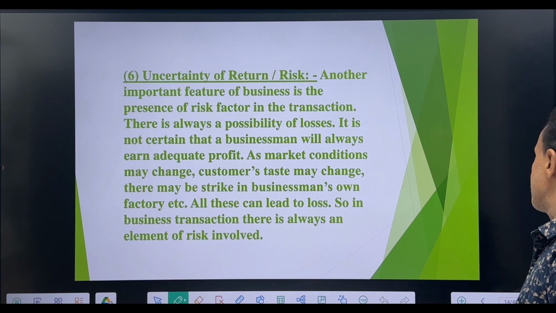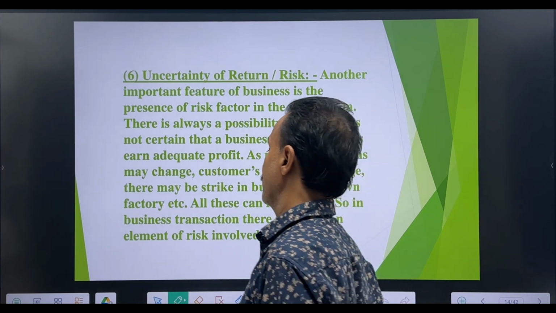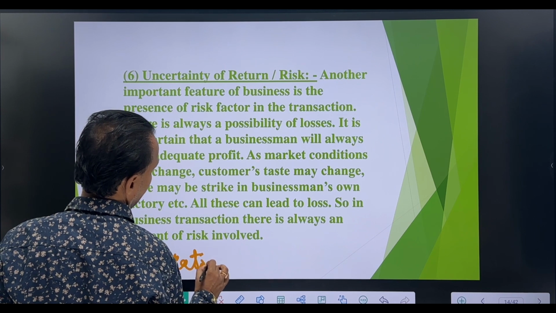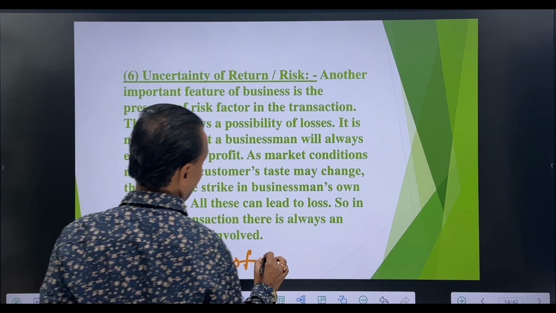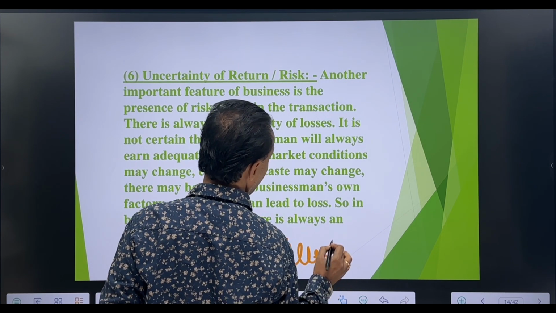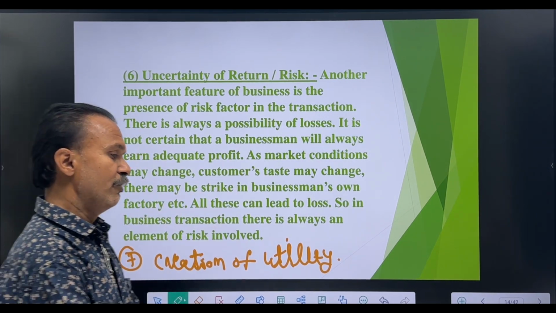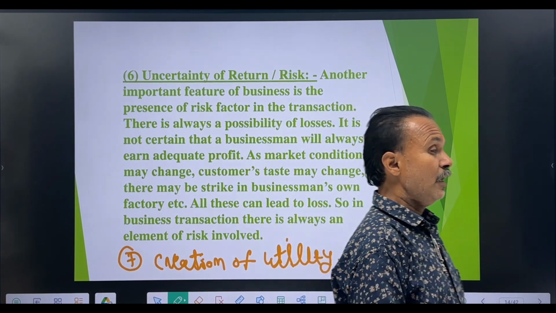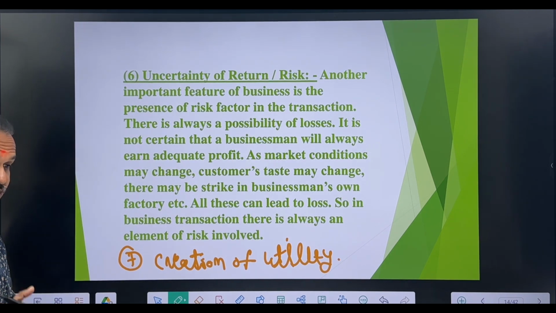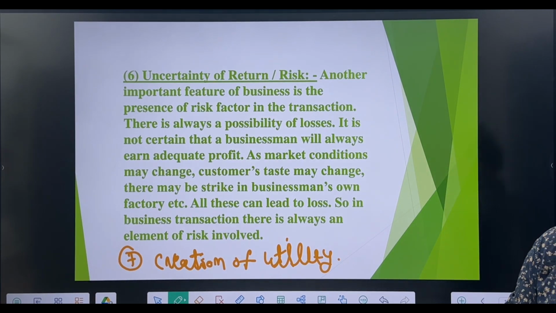And next, creation of utility. Next feature of business is creation of utility. Business creates different types of utility. These are called time utility, place utility, form utility. So business creates these three types of utility: form, time, and place. In the form utility, business converts raw material into finished goods. For example, wheat is converted into flour, flour is converted into bread, wood is converted into furniture.